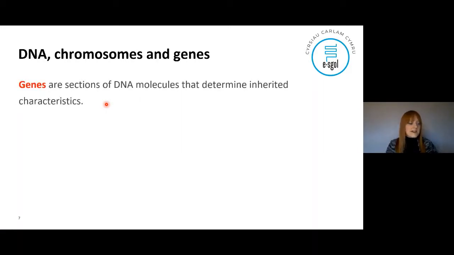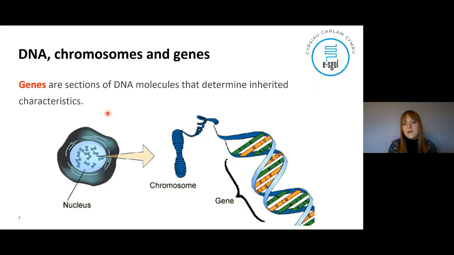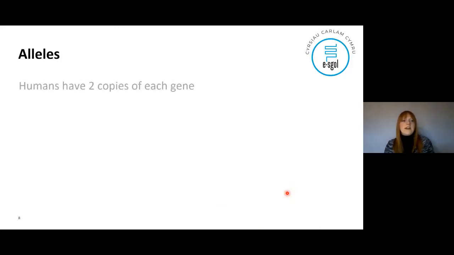Okay, we've looked at genes already. Genes are sections of DNA molecules that determine inherited characteristics. So it's our genes that give us blue eyes or ginger hair. Our genes are what determine our characteristics that we inherit from our parents. And as we saw in the last slide, here is a gene. It is this genetic code here that will determine a particular protein, and that protein then will determine our characteristics.